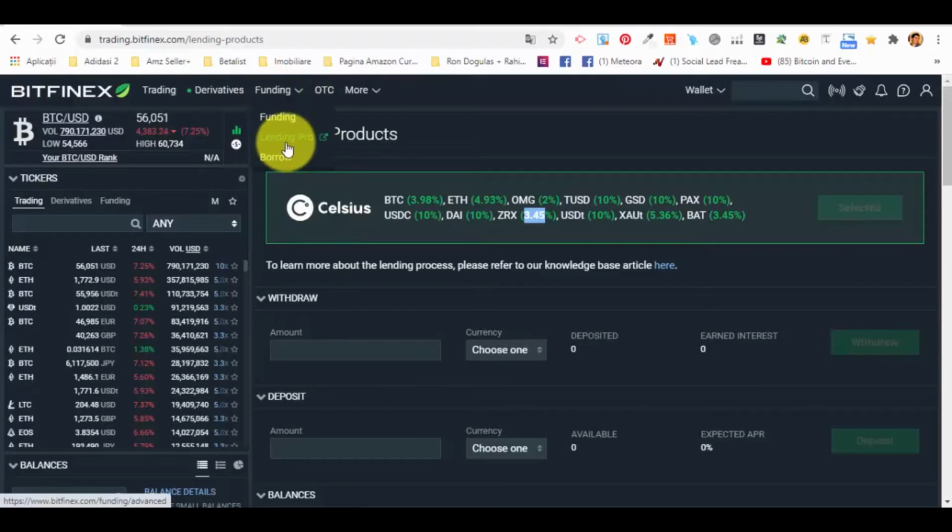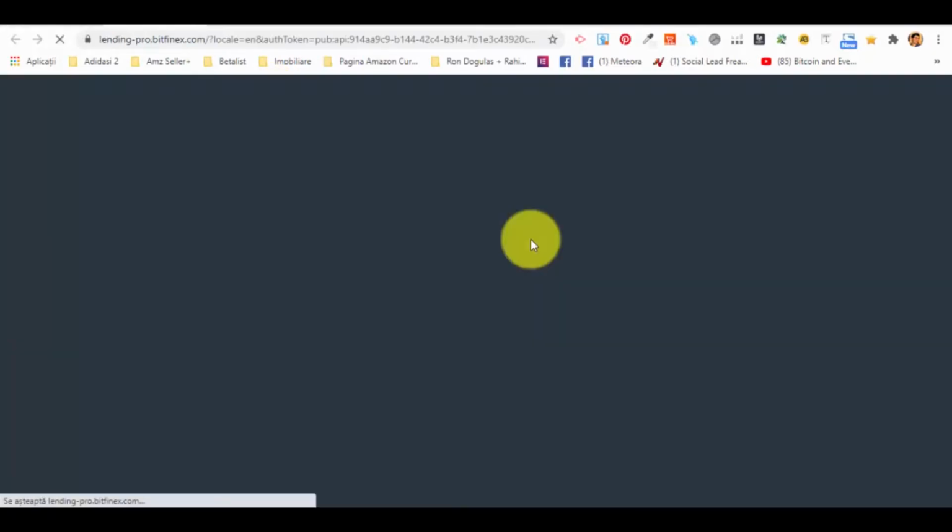Then we have the lending pro function, which is a little bit more advanced. And if we are going to check the lending pro function, just bear with me for a couple of seconds. It loads. Let me just refresh it.